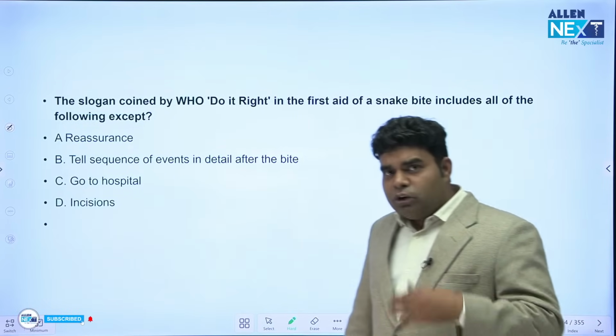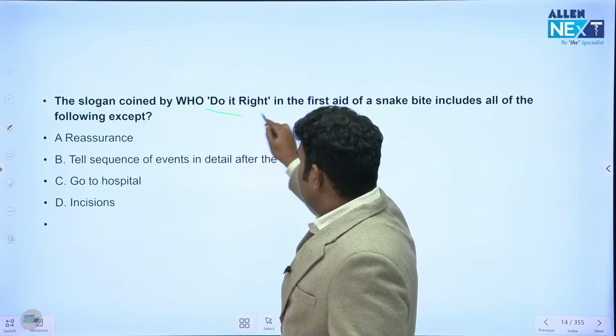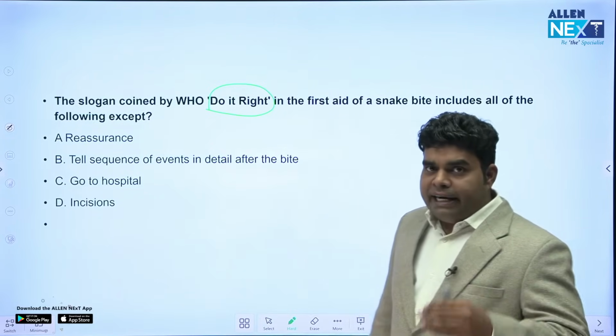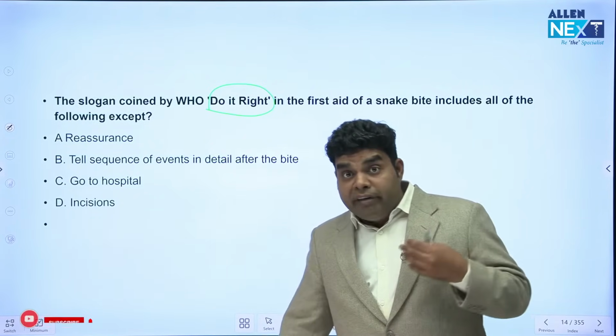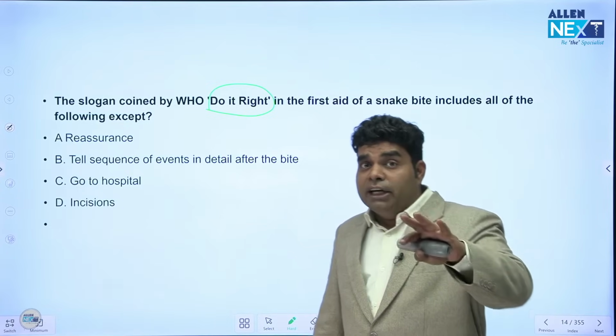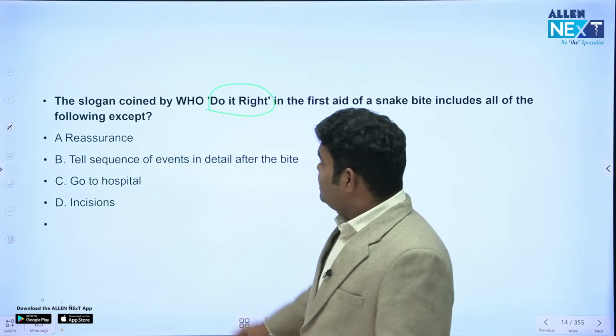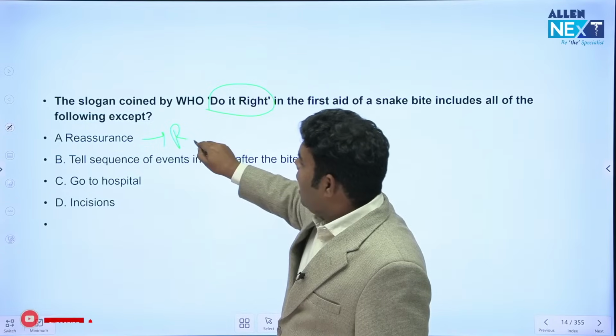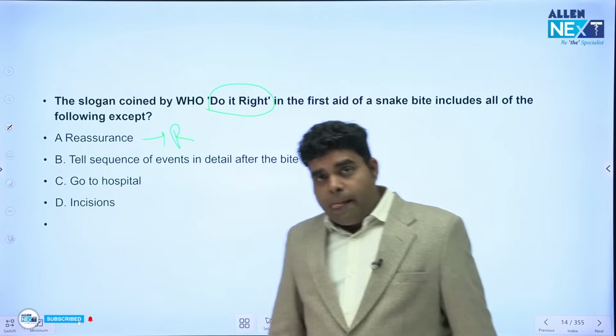Now let's come to a recent question which they are asking on snake bite. 2 times they have asked a question from here. Do it right is a logo which the Government of India came out with for snake bite. So which of the following is not done in do it right? First is reassurance. We do it. R stands for reassurance.